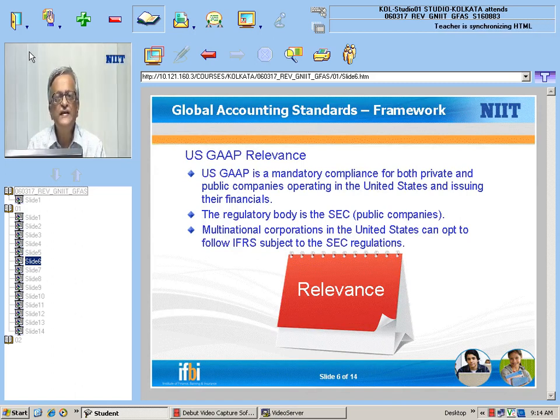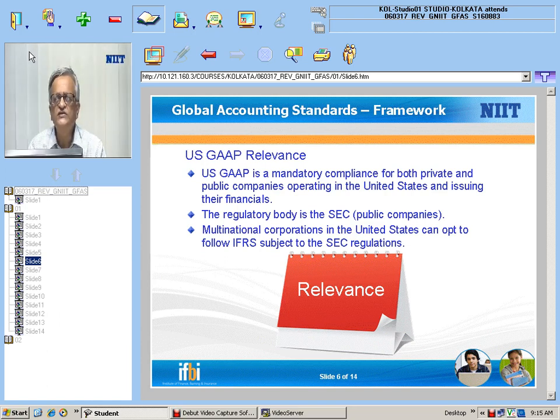US GAAP is mandatory compliance for both private and public companies operating in the United States and issuing their financials. So it is mandatory for both public as well as private limited companies operating in the United States and issuing their financials. Financials means the financial statements. The regulatory body, as all of you know, we have just discussed, is the SEC, Securities Exchange Commission.